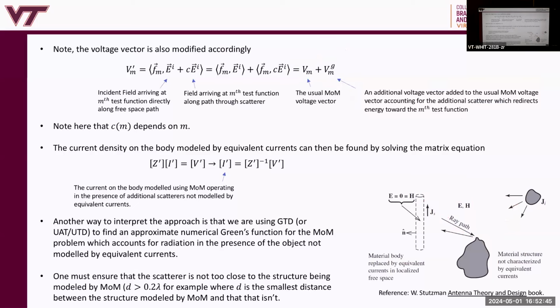So now that we have these primed matrices, we can solve the primed matrix equation, and we can find the current on the body modeled using method of moments, operating in the presence of additional scatterers not modeled by equivalent currents. How is this useful? Say I have a giant aircraft, right?